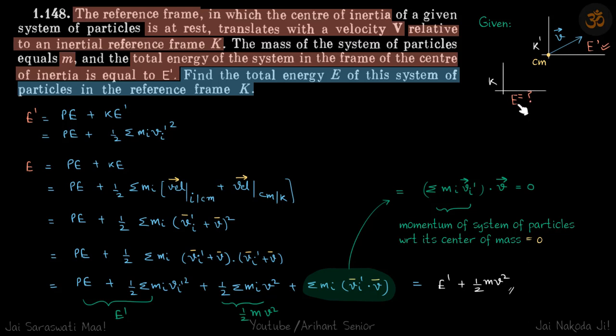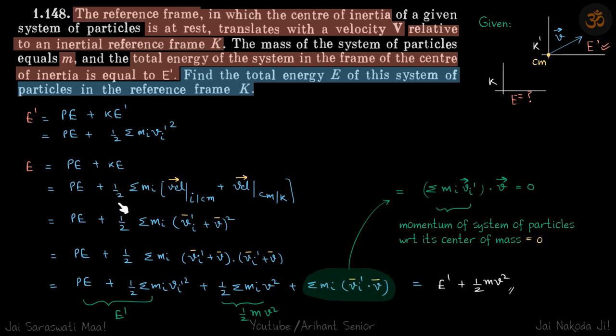Now the energy which we need, that is E, we can write as Pe plus Ke. You can understand here that the potential energy of the system is independent of the reference frame. So here, if you are writing Pe, the value of Pe is the same. Ke, however, depends on the reference frame, so we'll just write it as Ke.